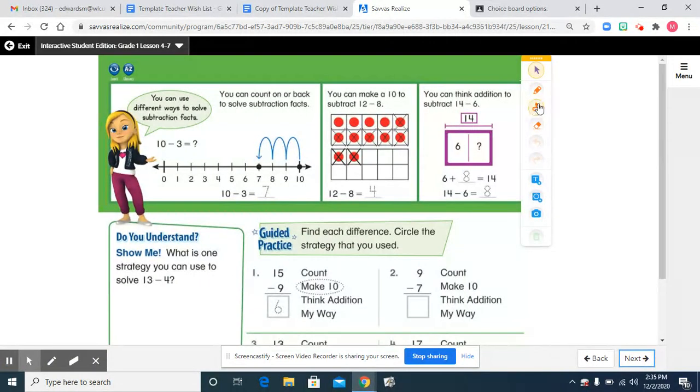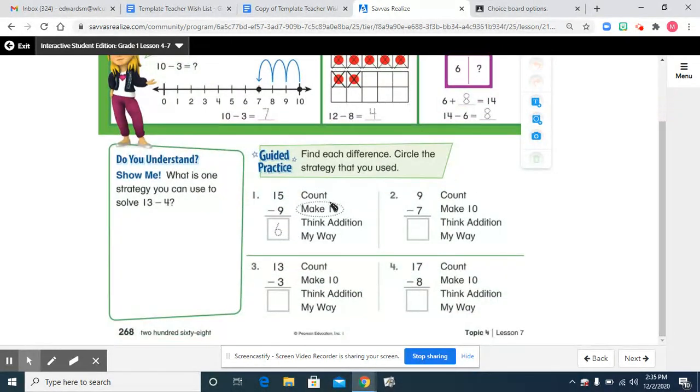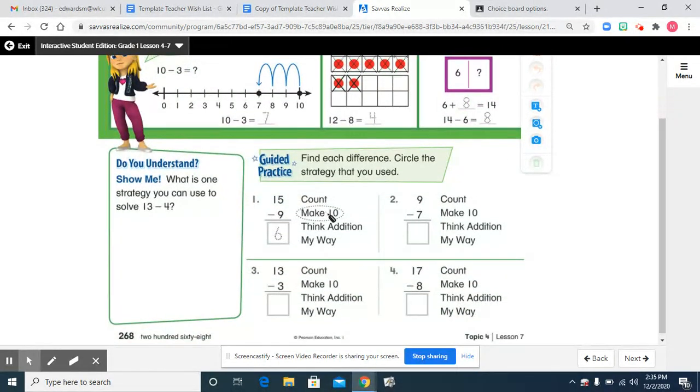Okay, if you look at the top, there's a lady from the video. She's just explaining the 3 different ways that you can subtract. Now, like I said, they give you 4. They give you count, make 10, think addition, or you can do it your own way. Now, if you look at number 1, they did number 1 for us. But let's read the directions to find out what we need to do. It says find each difference, circle the strategy that you used.